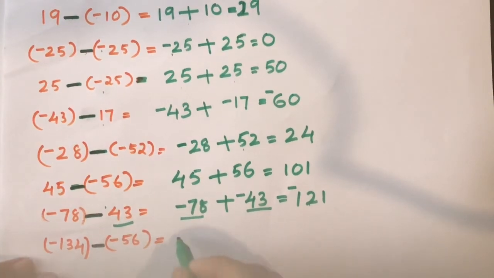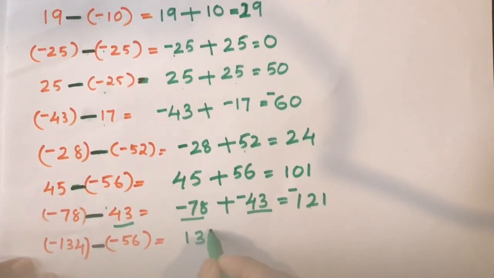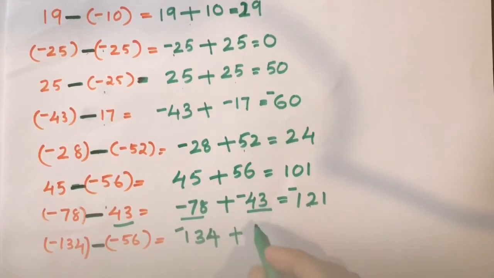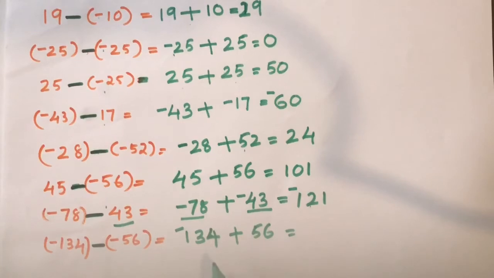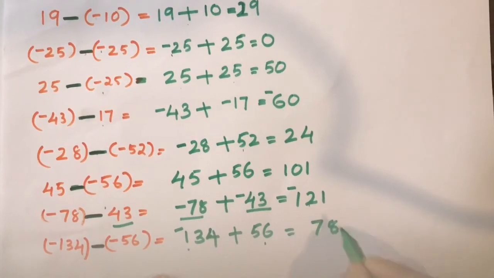Now the first integer is negative 134. Keep it like that. Then change the operation and change the sign of the second number. It will be 56. Now one number is negative and another number is positive, so we need to subtract. We need to subtract 134 minus 56. That will be 78, and keep the sign of the bigger number. Here 134 is bigger than 56, so it will be negative.